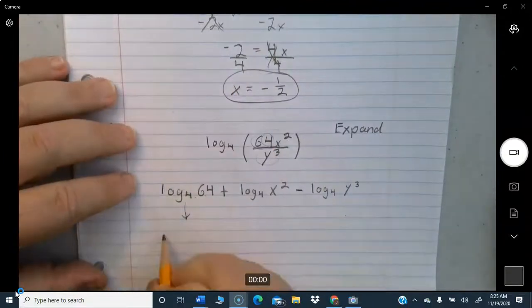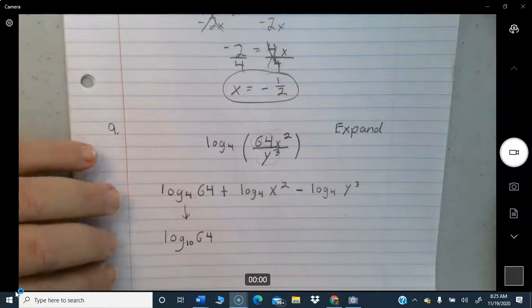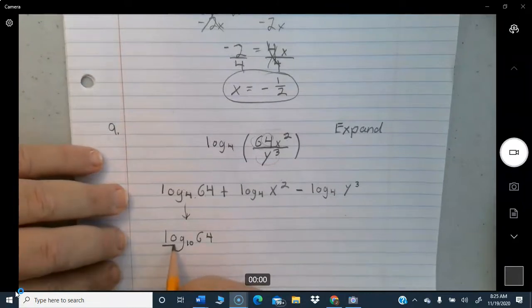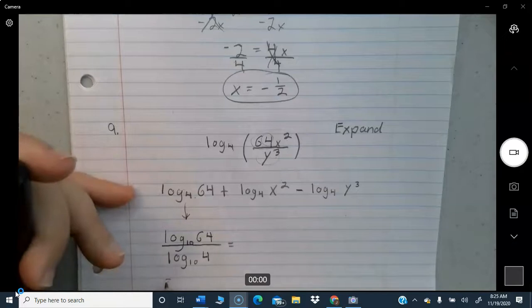So this is going to be, and you don't have to write base 10, just log by itself means it's base 10, but I'm just trying to emphasize that. And that's going to be over log base 10 of 4. So you can run that on the calculator, and I'll do that down here.